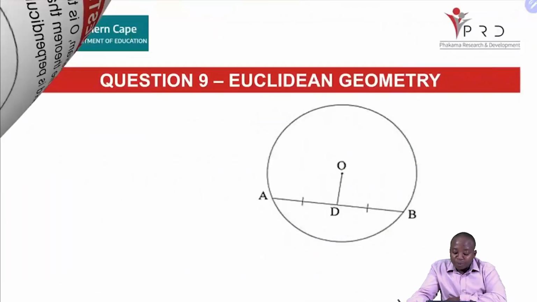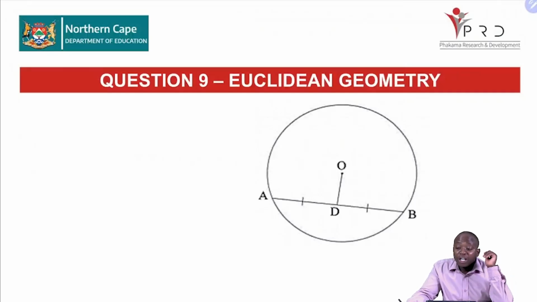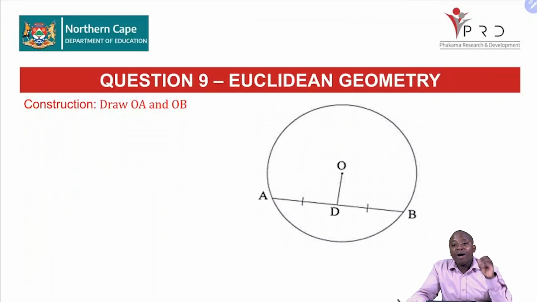Now, how do we prove this one? Remember, any proof must always go with a construction. How do we prove this theorem? Number one, we are going to prove this theorem using congruency. To prove using congruency, we need to work with triangles. We need to create the two triangles here. How do we create those two triangles? We are going to create them using construction.